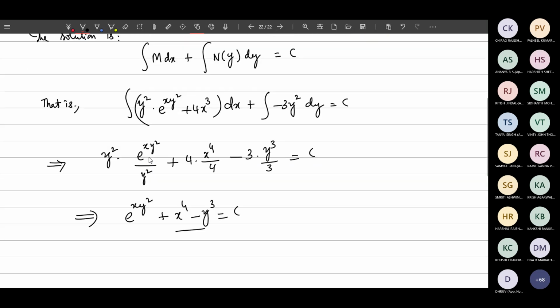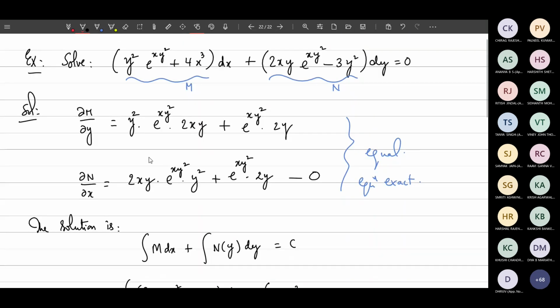Sir, in the N expression, this can also be integrated with respect to x, the 2xy part, sir. No. That's why we took the differentiation, dou N by dou x. The solution is only M dx plus the terms of N without x, dy, that's all. That is, we have only minus 3y square, but the other terms have x, right? Yes, sir. Yeah.